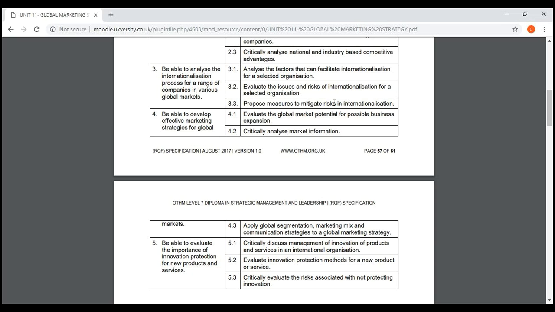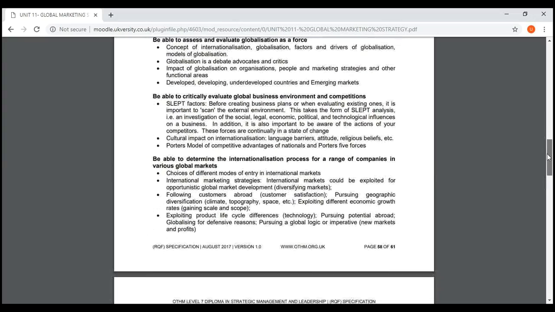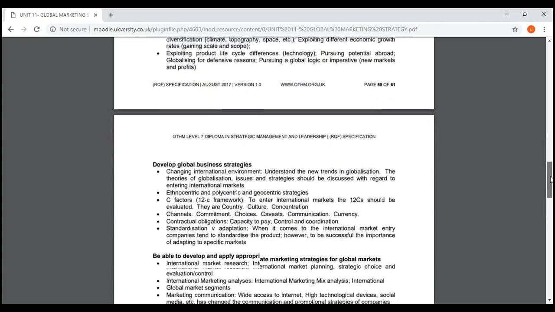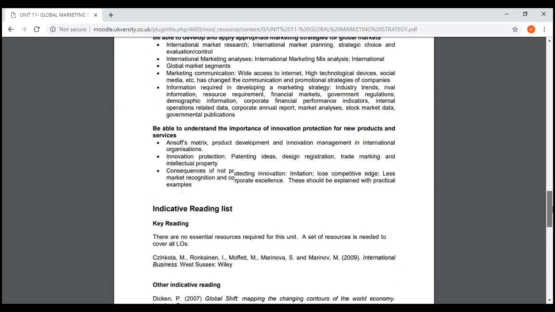No? Okay. So these are the things we already discussed. Whenever you address these learning outcomes, please go through the indicative contents which we are supposed to address under each learning outcome, which I explained to you.